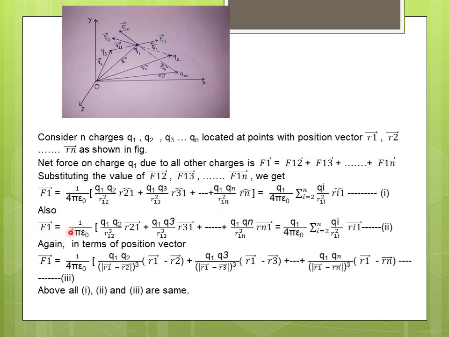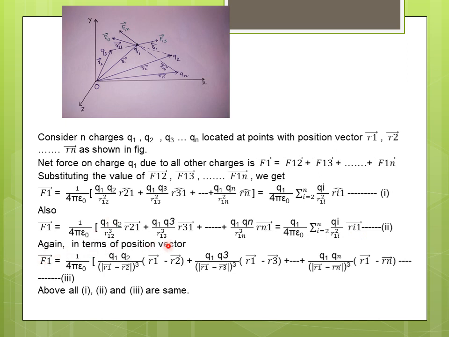Also, we can write, in place of the unit vector, we can employ vector R21. Then the denominator will be R12 cube. See the previous one, here it was R12 square. Again, in the form of summation, Q1 by 4 pi epsilon naught summation i equal to 2 to n Qi by R1i cube vector Ri1.